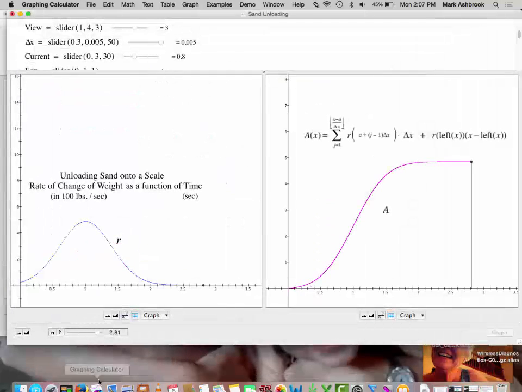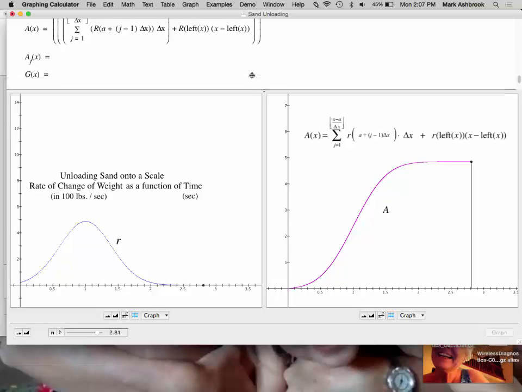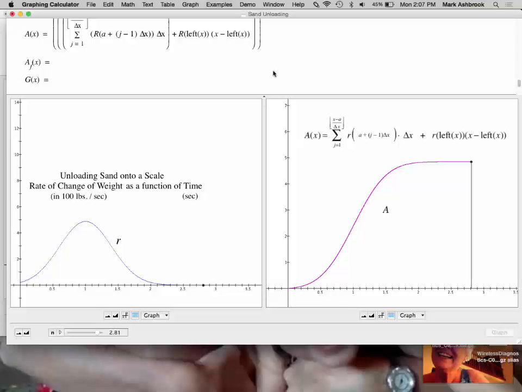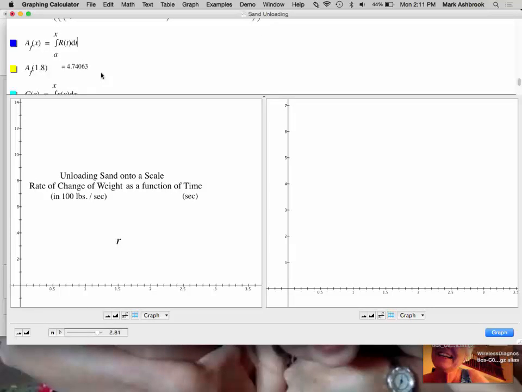So I want to show you that in the graphing calculator. Here's how you can do these integral symbols in the graphing calculator. Okay, so there's our function, and so what happened? Lost everything. Okay, try it again. Control Shift I from a to x, capital R of t dt, and there's a number. So I get this number, 4.64603, as the accumulated amount of weight of sand at 1.8 seconds.